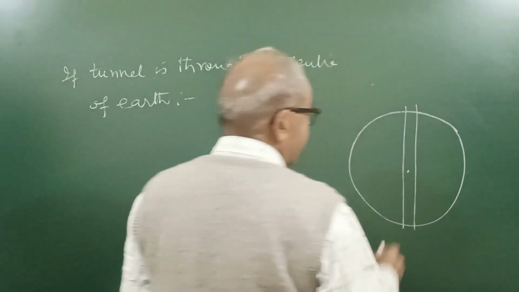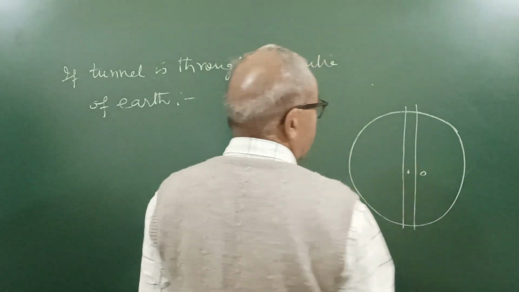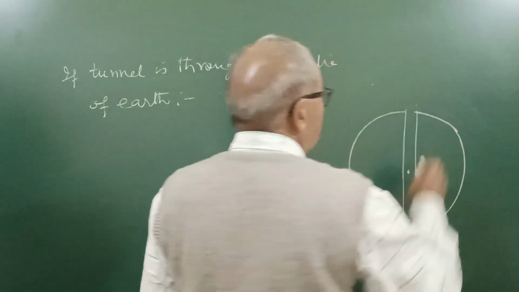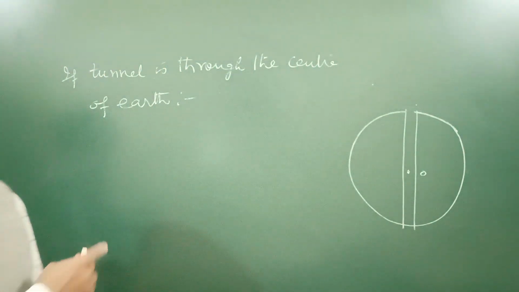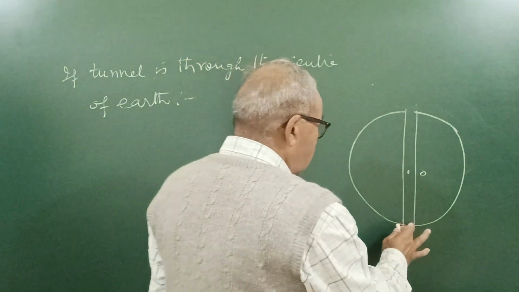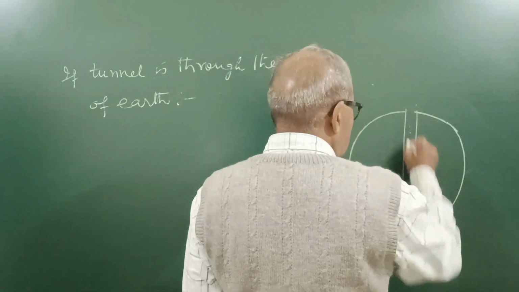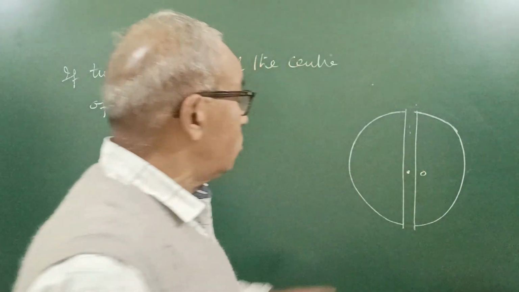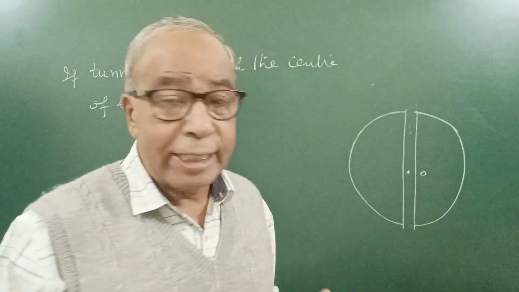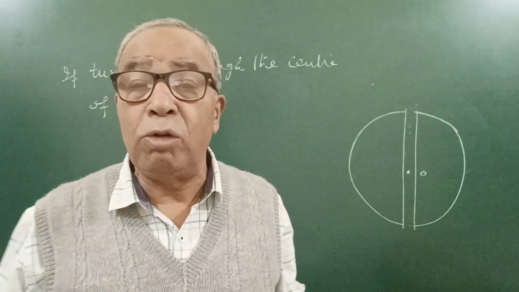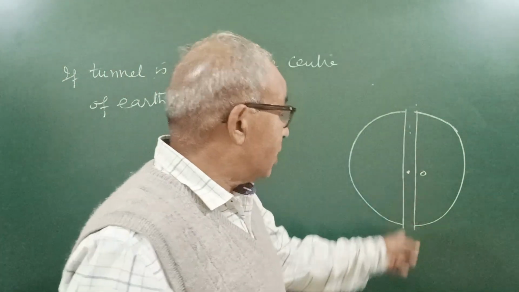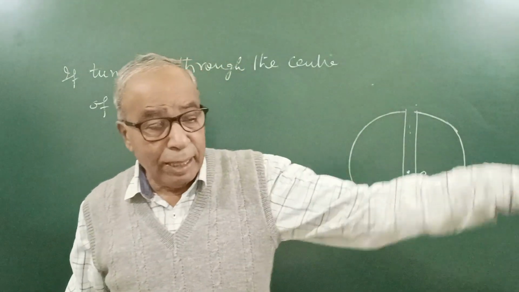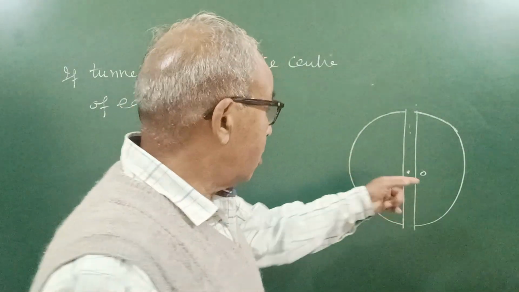This is a tunnel, center of the earth. When I taught gravitation, I discussed what will happen if a ball is dropped here. Some said it comes to rest here because acceleration due to gravity becomes zero. Acceleration is zero, but speed is not zero. Here speed is maximum, like a pendulum at the equilibrium point has maximum velocity. So here it will have maximum velocity.